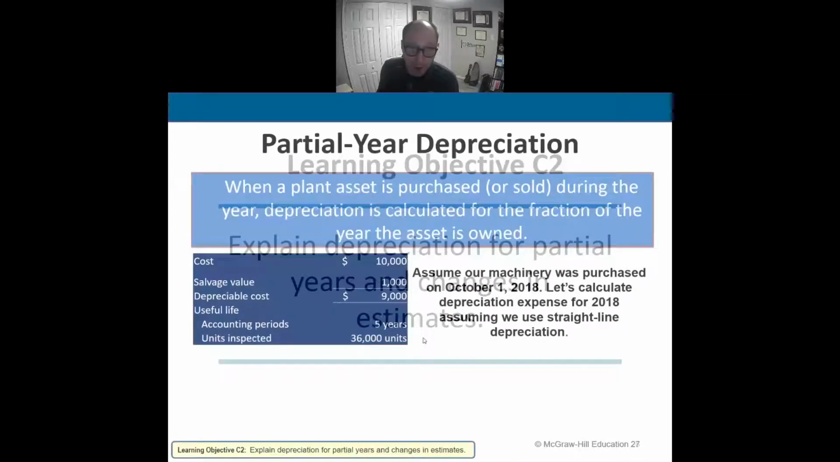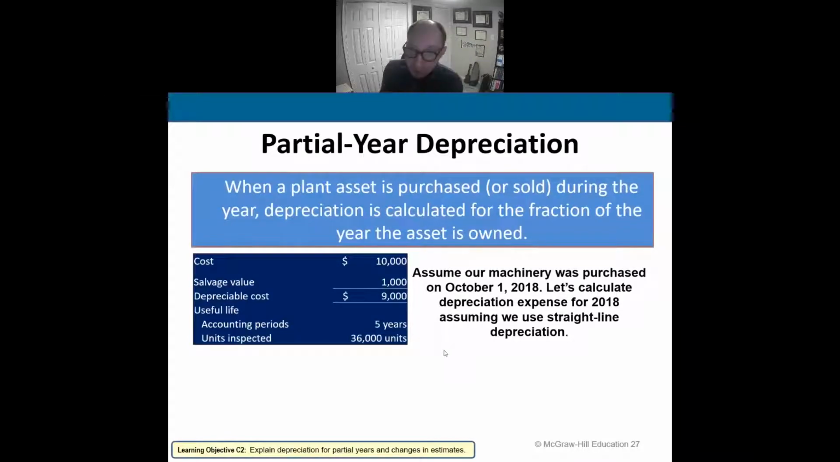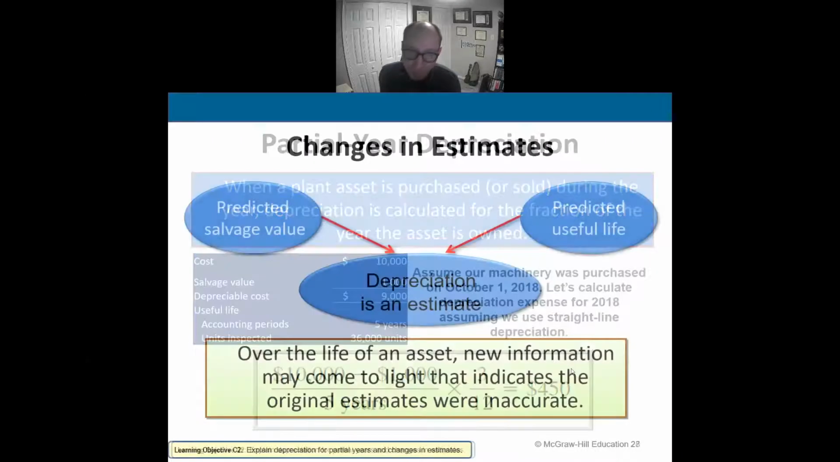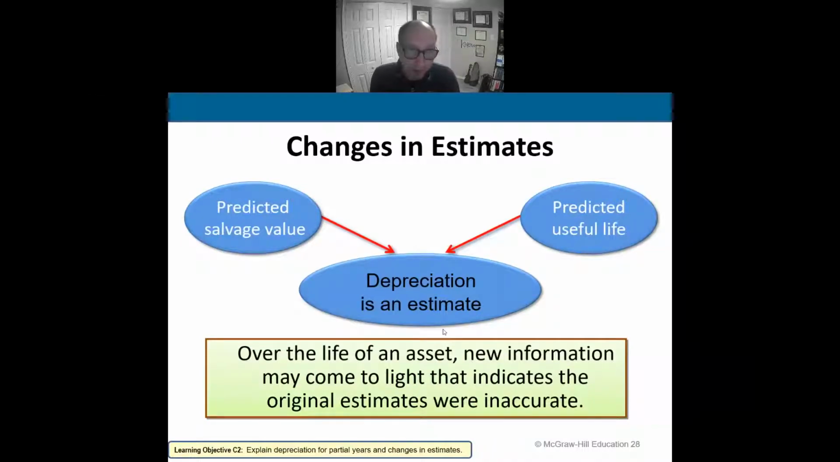Okay, so for partial years, sometimes a company might purchase a piece of machinery in the middle of the year. That's not uncommon. But we still need to recognize the depreciation for that first year based off of when we purchased it. So if I purchase it in the month of October, that means I used it for 3 months: October, November, December. How do I find out the usage? I use straight line method: 10,000 minus 1,000 divided by 5 years. That gives me my straight line rate. You could divide that amount by 12 and multiply by 3, or you could just do 3 over 12 and you get $450. And that's just for that first 3 months. You can do it either way, whatever's easier.